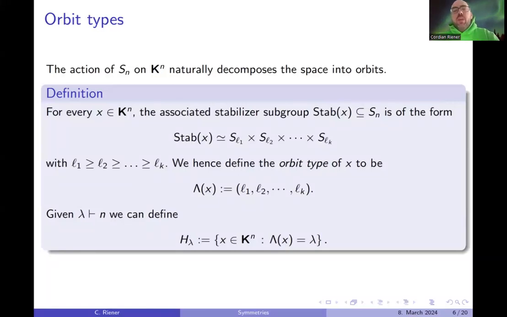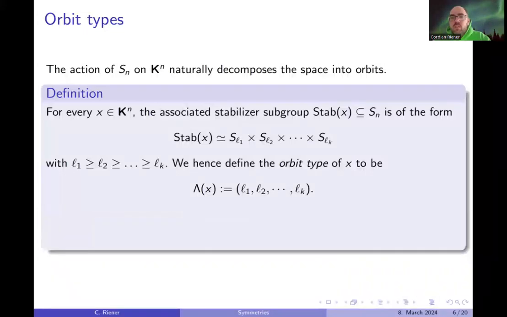If you want h lambda, what does it mean? H lambda means that coordinates are equal, exactly corresponding to lambda. Up to topological closure, h lambda is just a union of hyperplanes. It's a hyperplane. The question is whether you want it closed or not. In this hyperplane there is, for example, the zero point, and the zero point technically has a bigger orbit type because all the coordinates are equal. So technically it's open dense in a hyperplane.